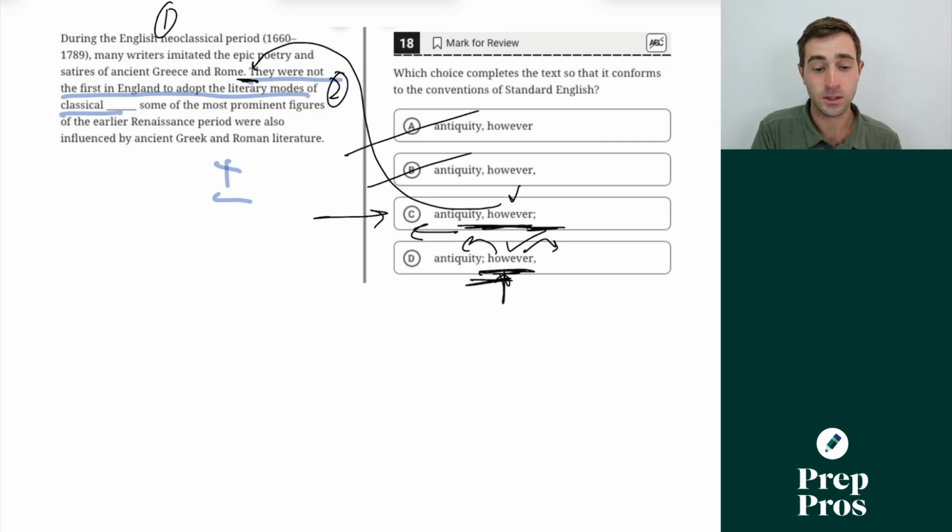During the English neoclassical period, many writers imitated the epic poetry and satires of ancient Greece and Rome. However, they were not the first in England to adopt the literary modes of classical antiquity. That makes perfect sense. We're showing a contrast between those two sentences. That's how we can see that C is our correct answer.